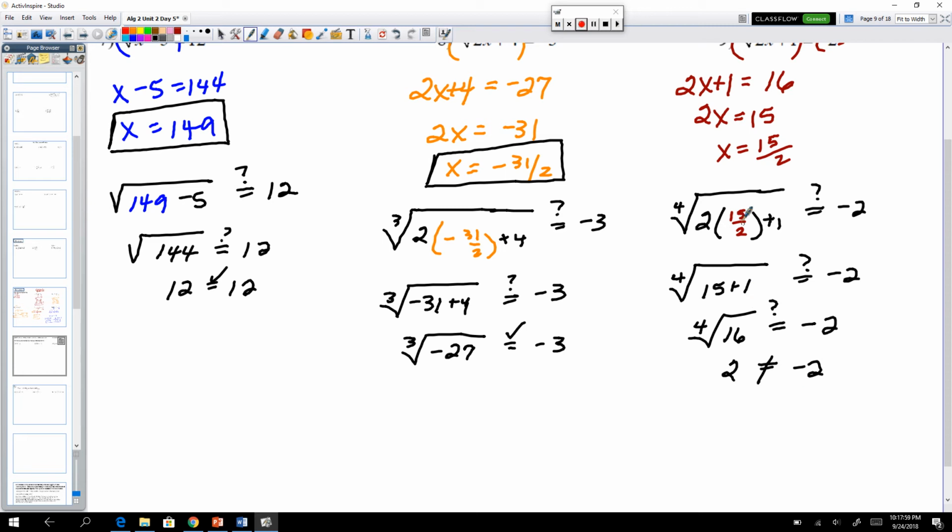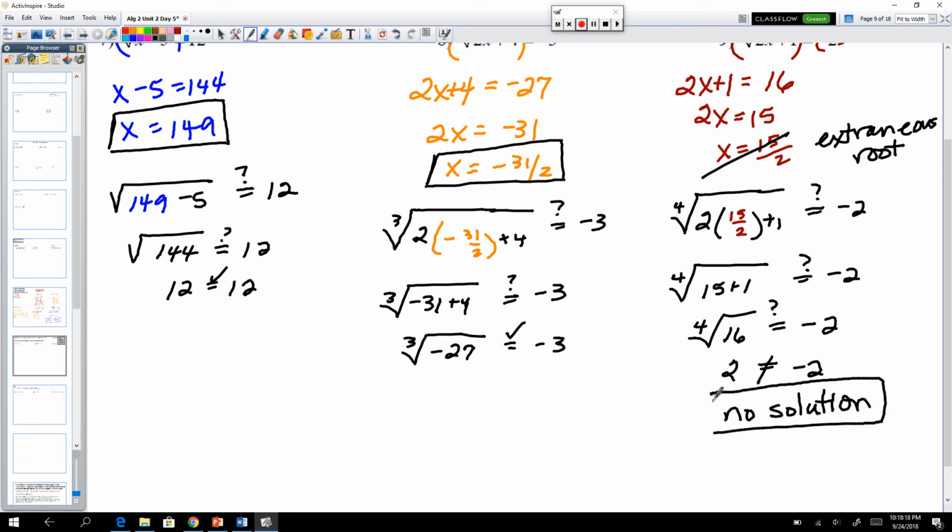When we plug this 15 halves back into the original, we did not end up with a true statement. So we cannot count that. This is an extraneous root. And since this is the only root we found, there is no solution to this. So because the only root we found turns out to be extraneous, we say there is no solution to this problem.